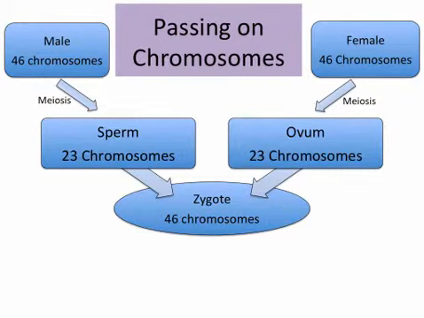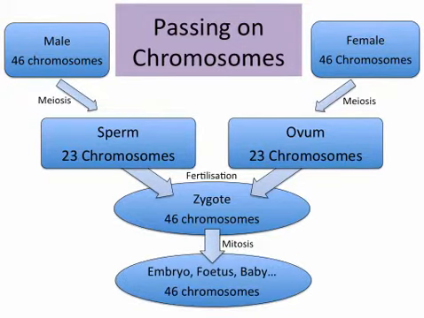When fertilization happens, a zygote is produced that has 46 chromosomes in total, 23 from the mother and 23 from the father. As this zygote divides by the process of mitosis to become an embryo, fetus, and baby, it maintains this chromosome number of 46.